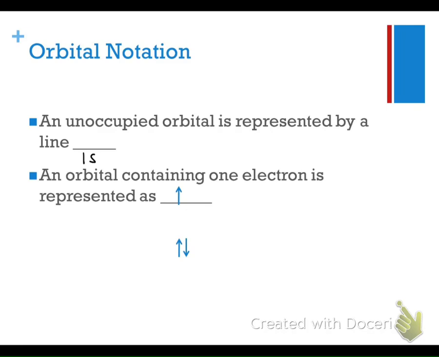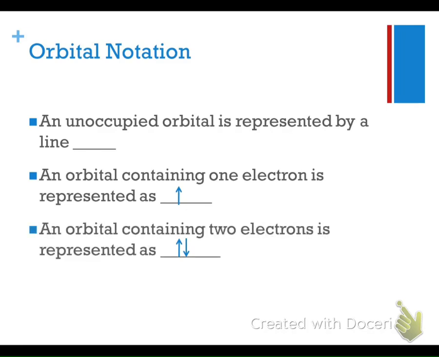An orbital that has one electron is represented by this, just with one arrow. It doesn't really make a difference which direction the arrow is pointing. We just have to realize that when we have two arrows, they have to be pointing opposite directions. These arrows are electrons, representing electrons that are filling these orbitals up.